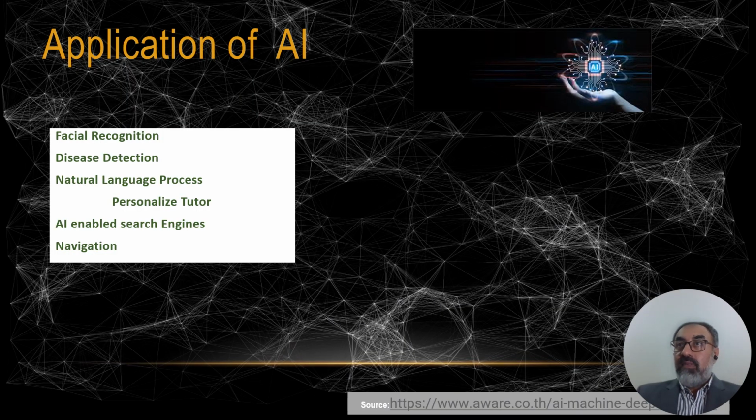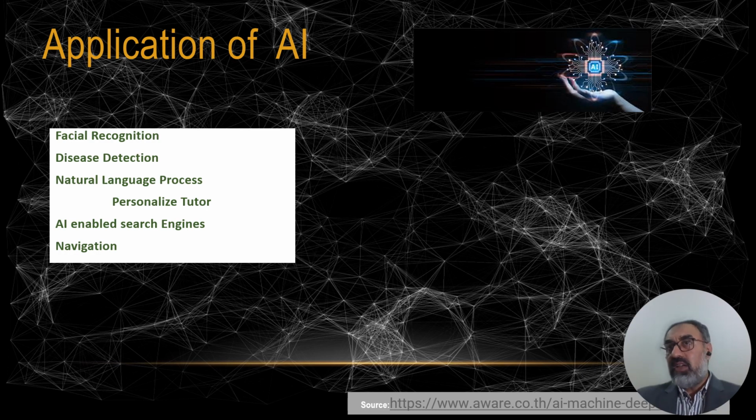There are several applications of artificial intelligence which a lot of countries are implementing in healthcare. First is facial recognition, where you can recognize your patients or your population. Second is disease detection. We could easily apply artificial intelligence in early disease detection. In many cases, I will share some samples or examples in the next slides.